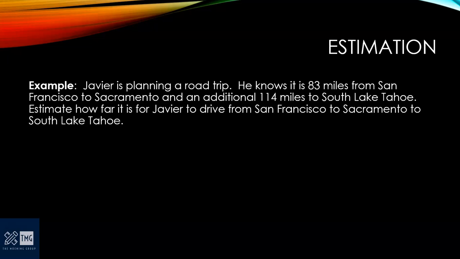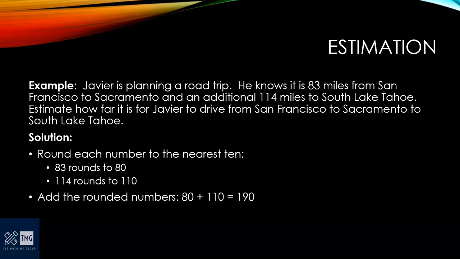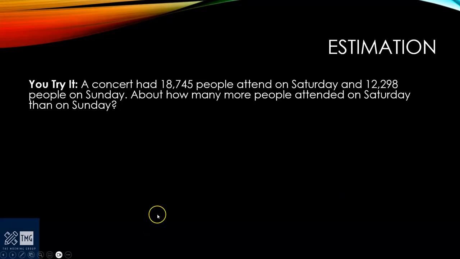Okay, so we're looking at 83 miles and 114. Well, it makes sense to round to the nearest 10. So 83 rounds to 80, 114 rounds to 110. So I would add those together, 80 plus 110, approximately 190. So what does that mean? Javier will drive approximately 190 miles. Not too shabby. How about you try one?